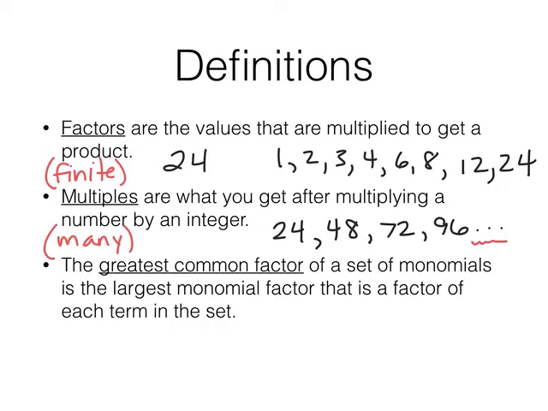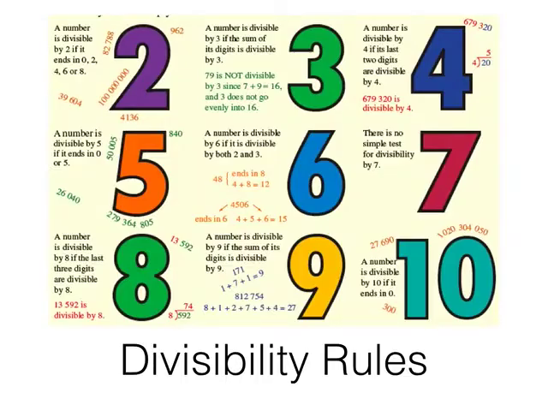The greatest common factor of a set of monomials is the largest monomial factor that is a factor of each term in the set. So before we talk about that, let's talk about divisibility rules. Now, I'm not going to go through this in great detail. You are welcome to write them down, but if you just read them and listen, you probably already know them all. There might be some cool tricks in here. I don't know. So let's go through these briefly.